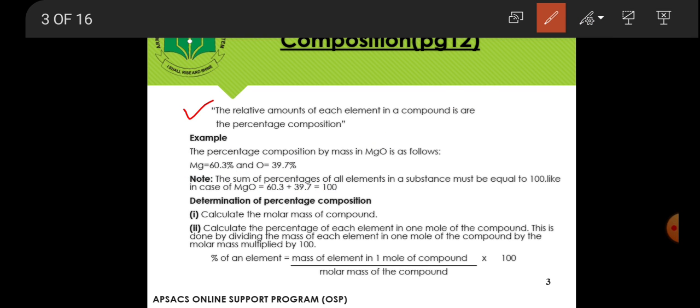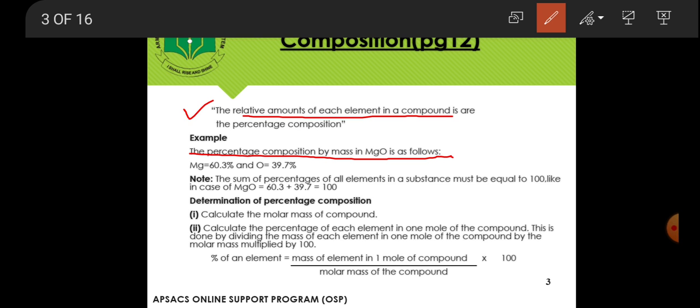Students, let's discuss the definition. The relative amount of each element in a compound is called the percentage composition. It means when we calculate the amount of each element present in a compound, this calculation comes under the topic percentage composition. For example, the percentage composition by mass in magnesium oxide is as follows.